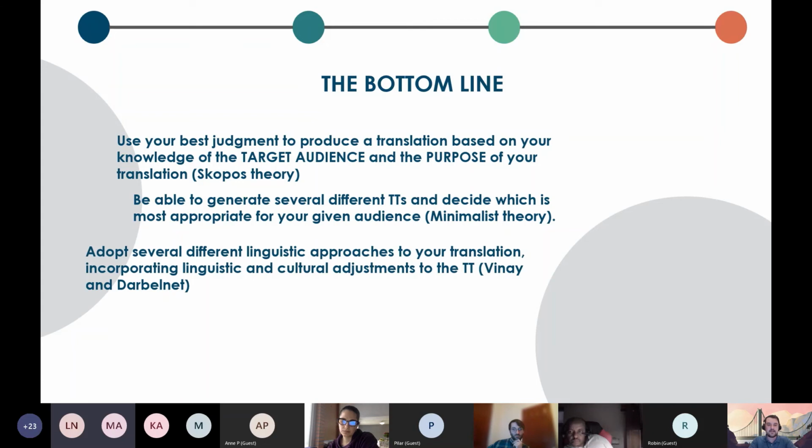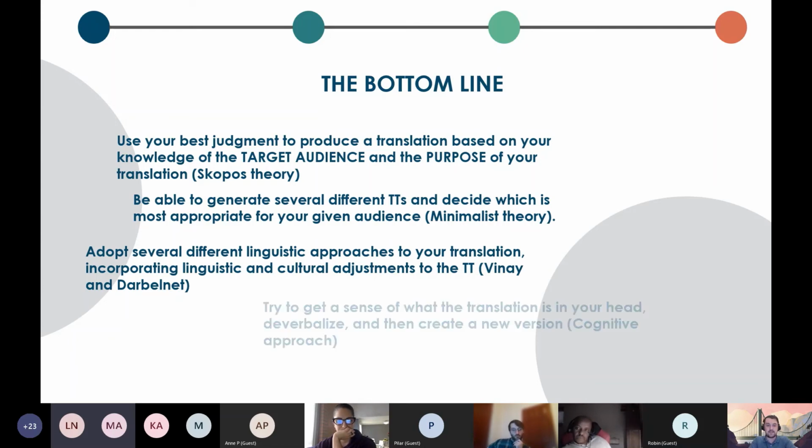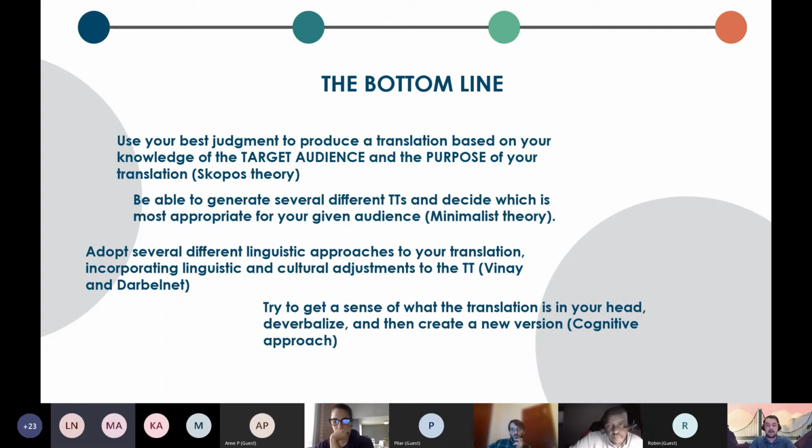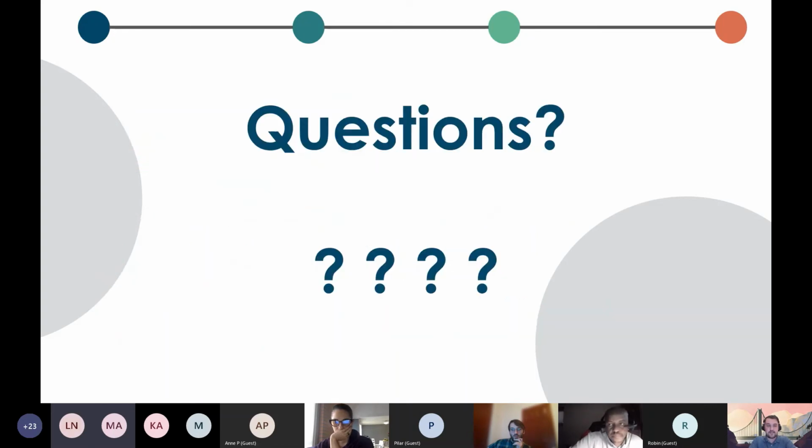Adopt several different linguistic approaches to your translation, incorporating linguistic and cultural adjustments. That is, Vinay and Darbelnet are different ways of translating, whether it be borrowing, calquing, direct translation, or actually adapting the text a little bit so that it's more appropriate in the target language. And then trying to get a sense of what a translation is in your head, deverbalizing, that is getting the sense, and then creating a new version that is, like I said, appropriate for the target text and for the target audience. That's our cognitive approach. Does anybody have any questions?